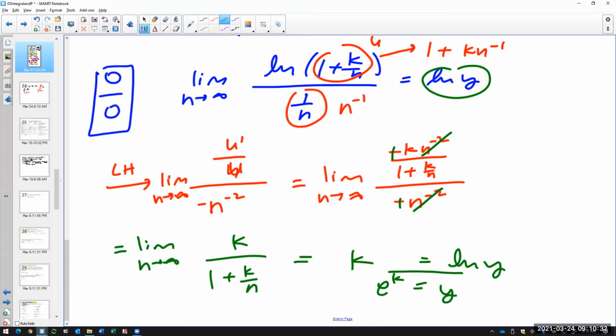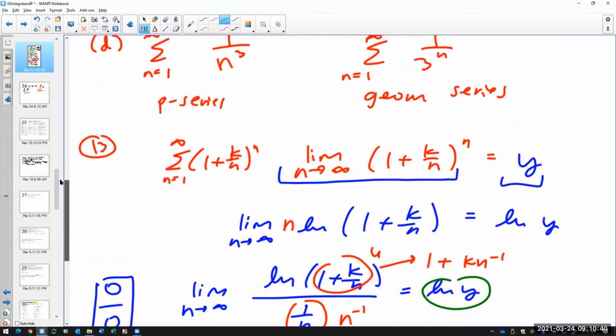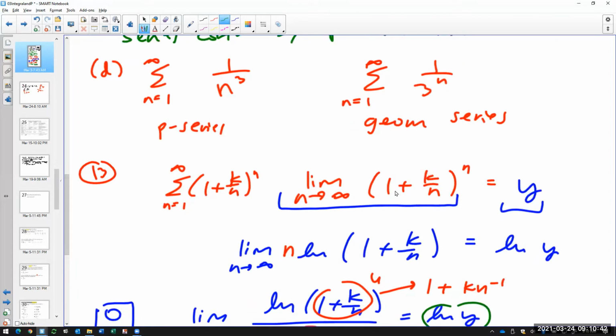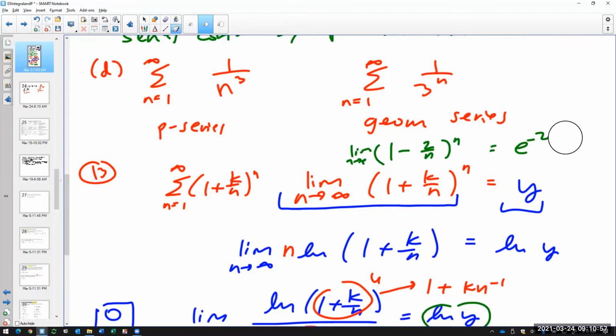e to both sides. Okay? And eventually, if you do enough of these problems, you see that it's always e raised to the k. Whatever this number is, it's actually e raised to the k. And if this were a negative k, like if it were 1 minus 2 over n, like this, your answer would actually be equal to e raised to negative 2. Okay, it's always e raised to whatever this k is.